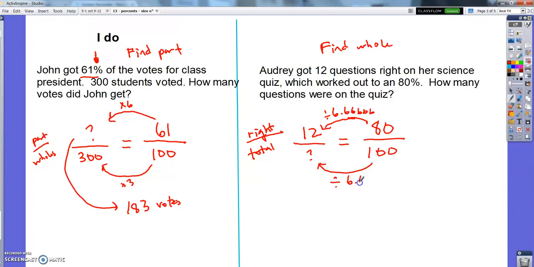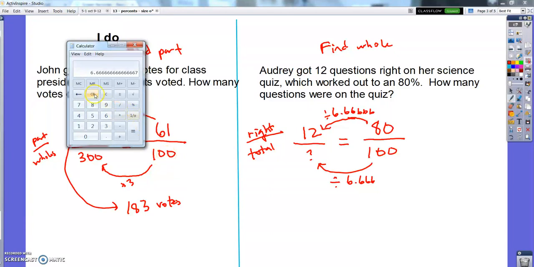Divided by that. Now, my calculator trick is I don't want to type this in because I might miss a number or do something wrong, so I'm just going to leave it in there. Oh, I can't leave it in there, can I? I'm going to have to do that. Oh, well. So I'm going to take 100 divided by that, 6 and a whole bunch of 6s.